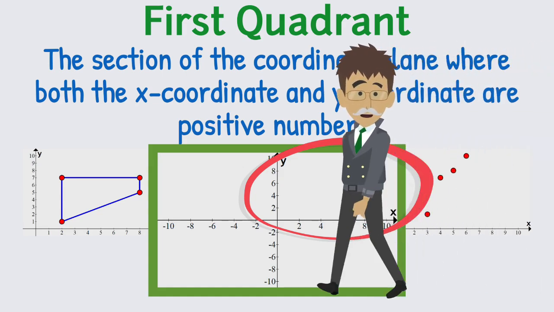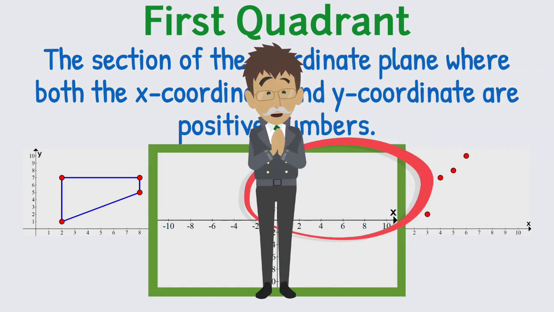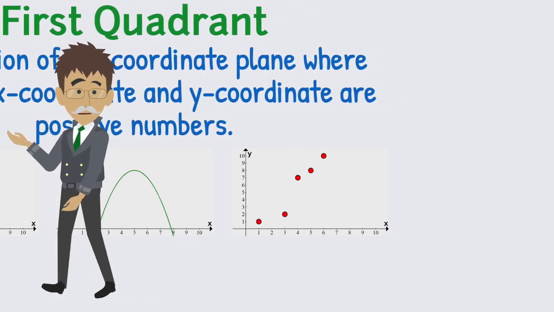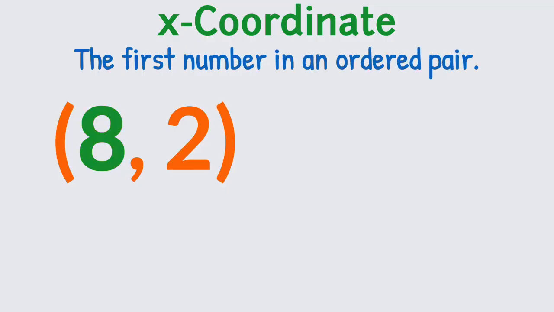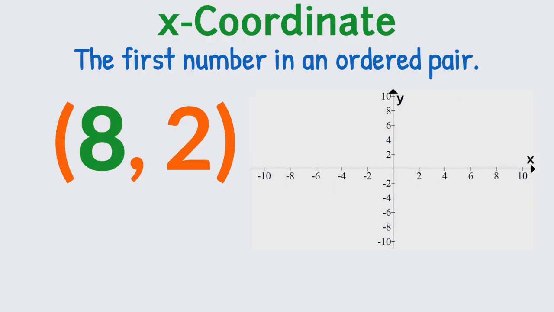Now let's learn how to describe and locate any point on the coordinate plane. X-coordinate. The first number in an ordered pair. It tells you how far to move left or right from the origin along the x-axis. Think of the x-coordinate as your east-west address, telling you how far across to go.